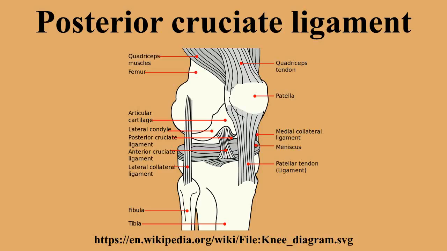The function of the PCL is to prevent the femur from sliding off the anterior edge of the tibia and to prevent the tibia from displacing posterior to the femur. The posterior cruciate ligament is located within the knee. Ligaments are sturdy bands of tissue that connect bones. Similar to the anterior cruciate ligament, the PCL connects the femur to the tibia.